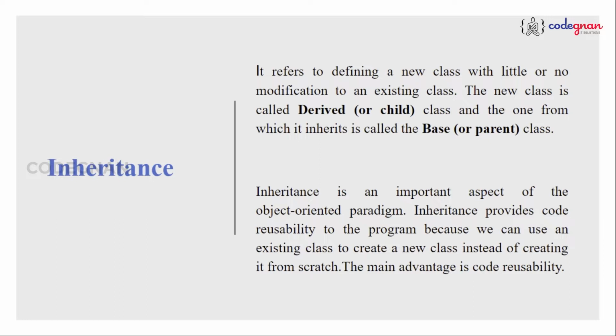So now let's understand inheritance, because it is simple. It refers to defining a new class with little or no modification. That's where you have the derived class and base class. When you say base class, that is the parent class. When you say derived, it is taking properties from the parent. So base and derived are very important when you go for any application development.